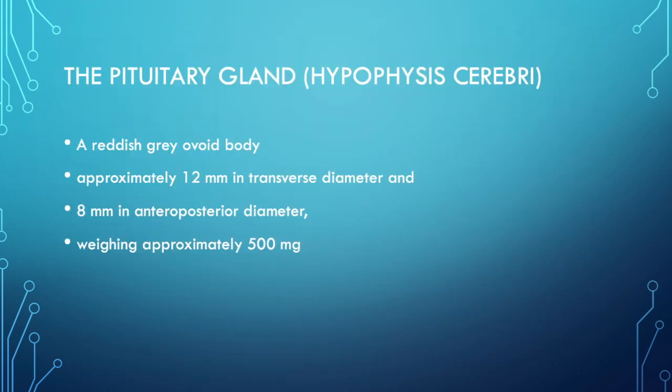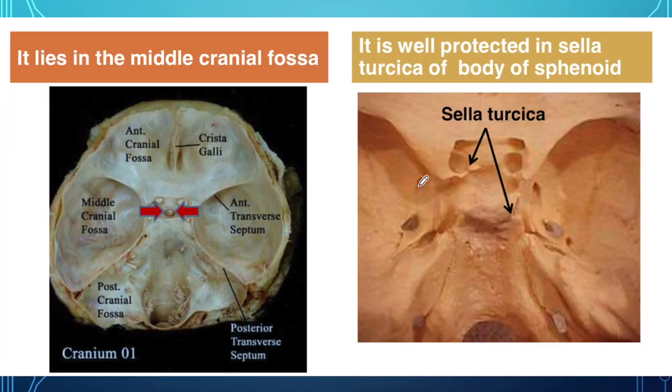The pituitary gland, also known as hypophysis cerebri, is a reddish gray ovoid body. It measures around 12 millimeters in transverse diameter and only 8 millimeters in AP diameter. So it weighs only around 500 milligrams, not even a gram. It's half of a gram, and like I told you, it rests on the base of the skull. This is called the sella turcica, a dip in the middle cranial fossa. At the center of the middle cranial fossa, this is the area where the pituitary gland sits.